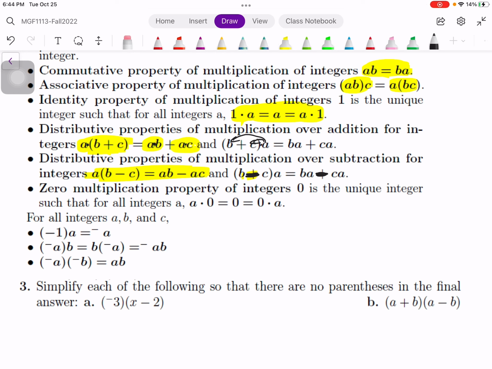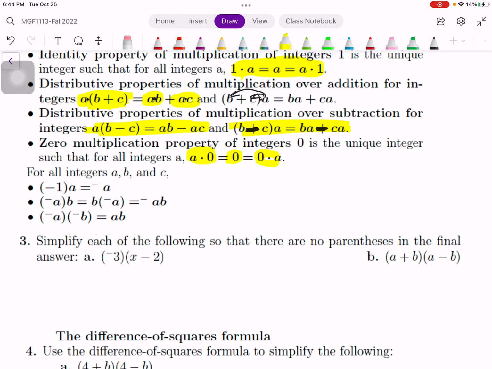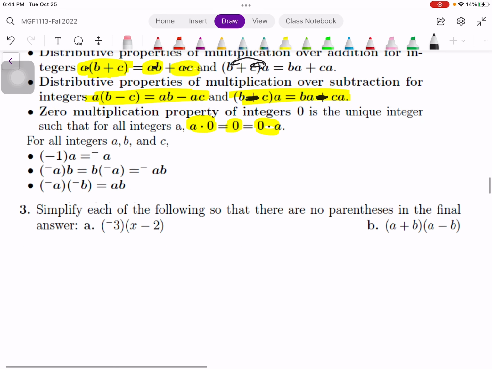Same as over addition. And finally, you have the zero multiplication property, that anything multiplied by 0 is 0. Right, so that's the main thing. Okay, so let's use these distributive properties of multiplication over addition to simplify those expressions. Let's start with A.